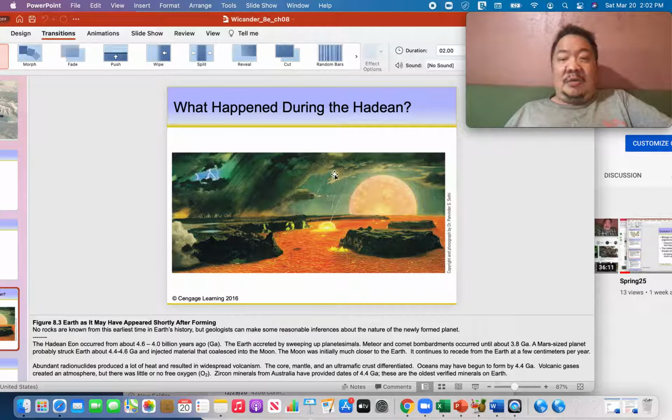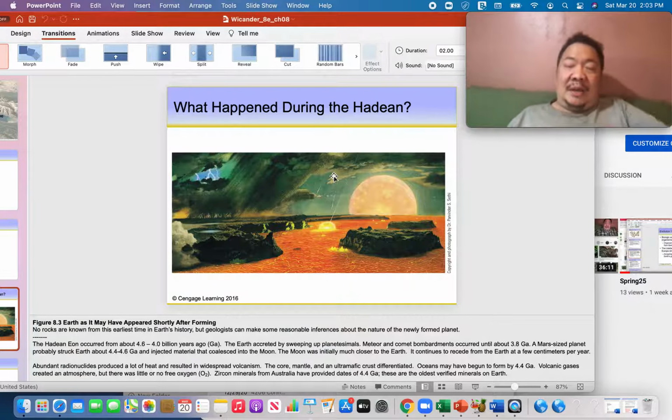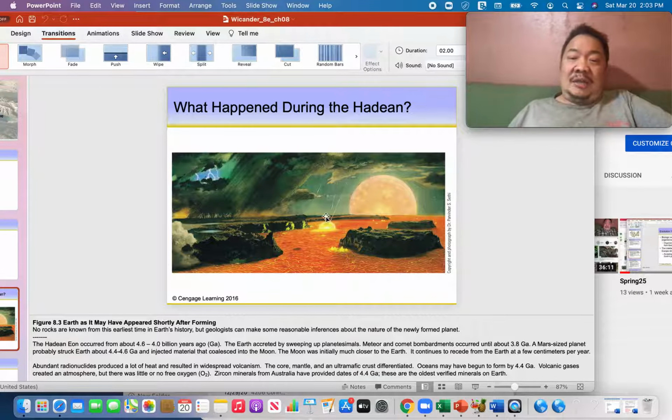Why? Because what do you think happened when it rained back then? It was so hot that it just evaporated and went back into the atmosphere to form clouds. But after millions or tens of millions of years of raining, do you think the Earth might cool down? Yes. So slowly the Earth started to cool down. So you had solid rock on the surface.